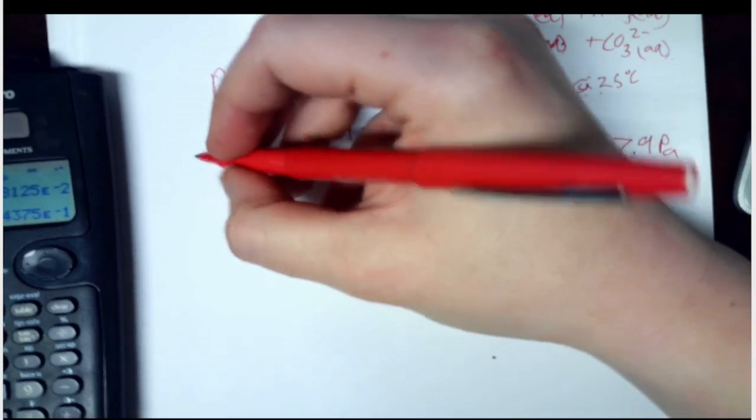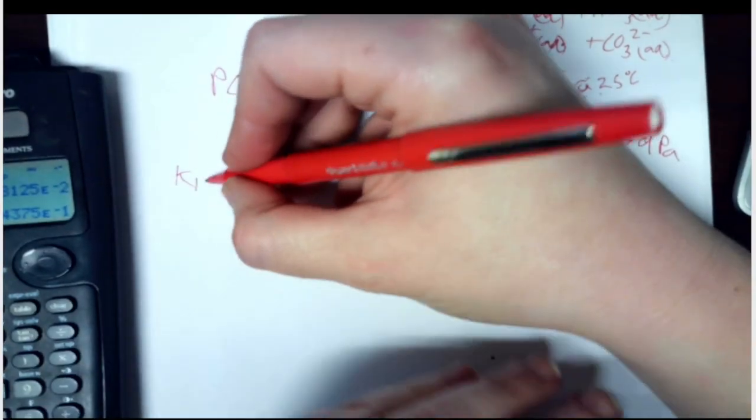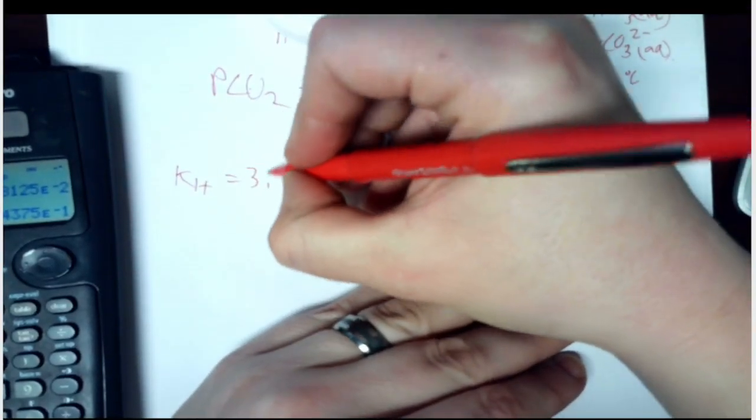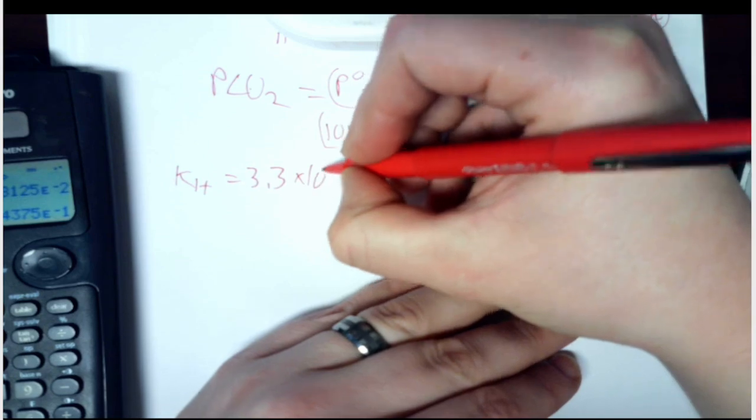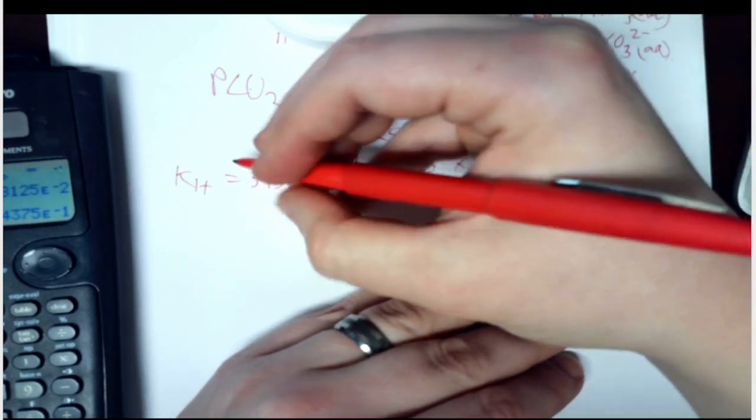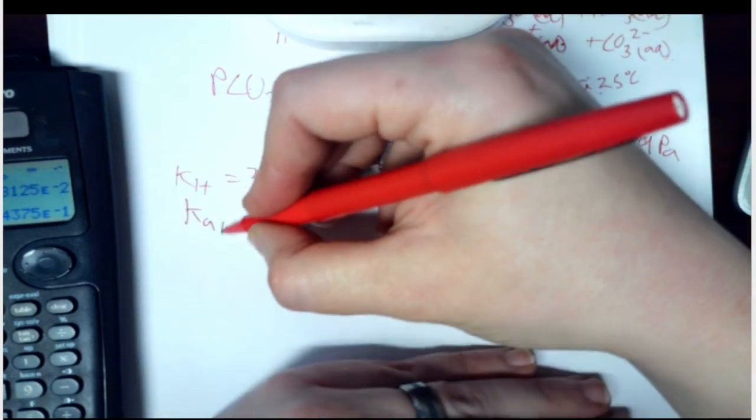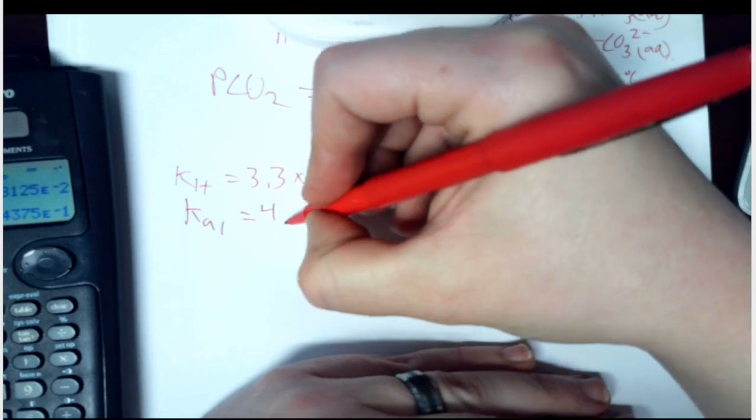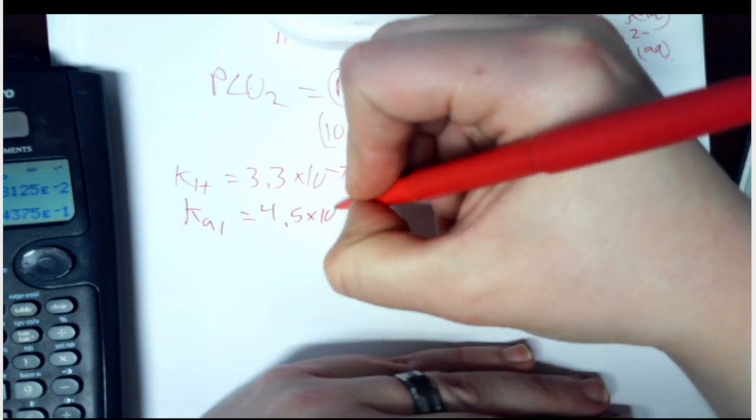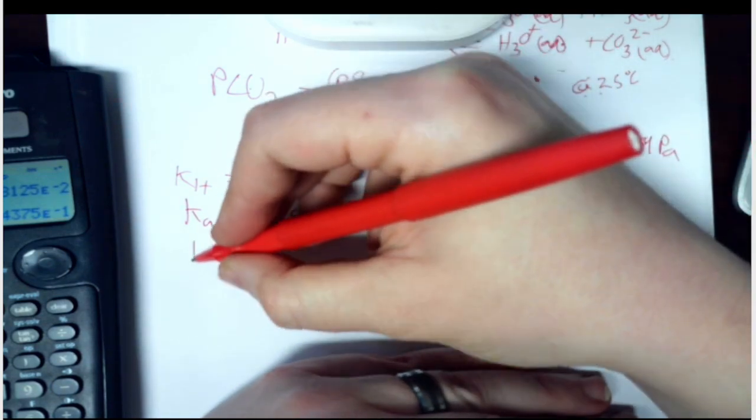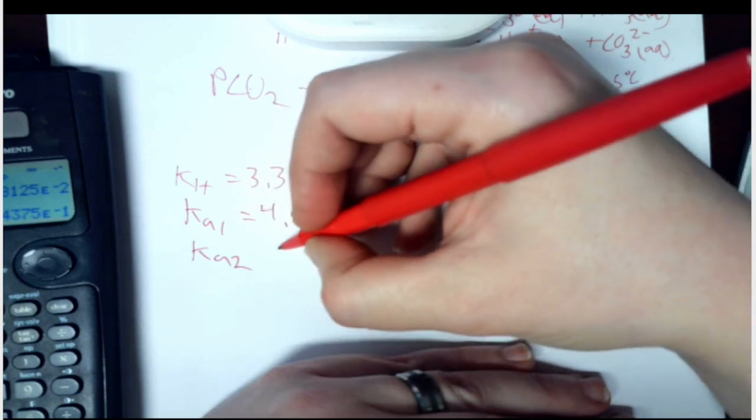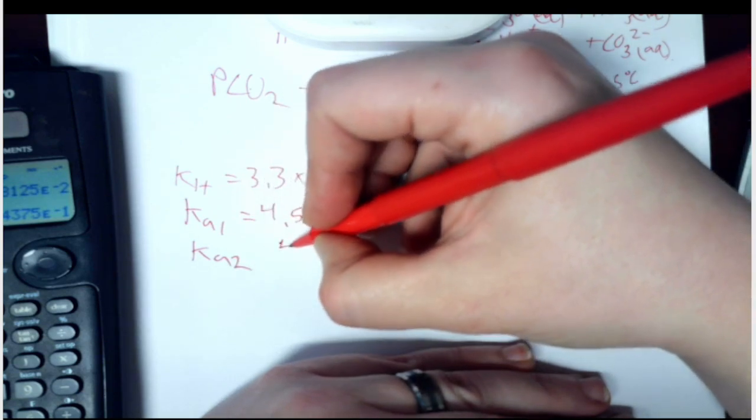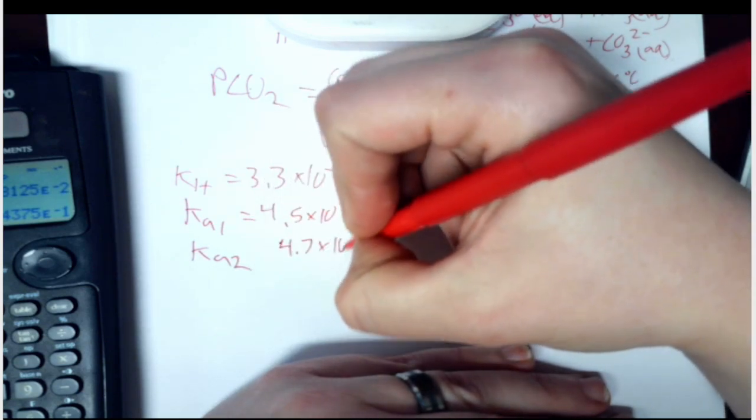Now, some various useful constants here. These are all stuff you can look up, and this is what I did. Kh is 3.3 times 10 to the negative 7th. Ka1 is 4.5 times 10 to the negative 7th. Ka2 is 4.7 times 10 to the negative 11th.